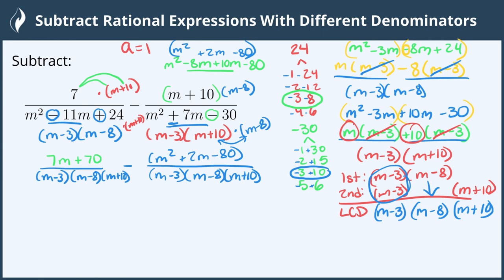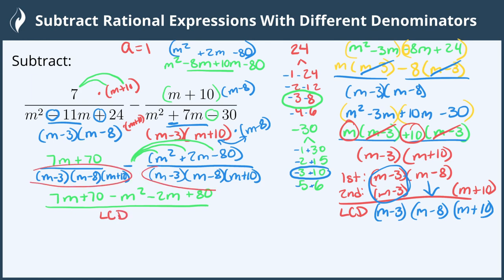Now that we're going to subtract, we need to distribute this negative into each term of the numerator of the second one because we'll be subtracting that. So we have 7m plus 70, and now we will be subtracting m squared minus 2m plus 80. And this is all over our lowest common denominator. And just to save us a little bit of time, I'm going to put LCD, which we know is this. And we'll put that in our final answer.